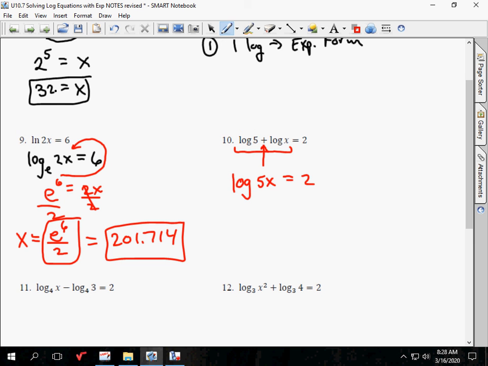All right, so then our base here, remember, is 10 when you don't see it. So 10 to the 2nd equals 5x. So that's 100 equals 5x. Divide by 5. X equals 20.